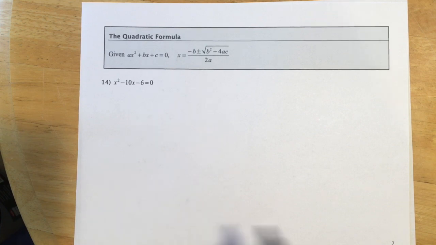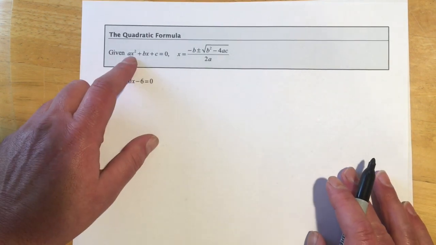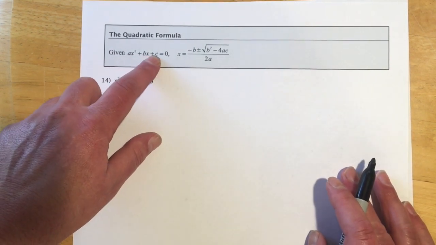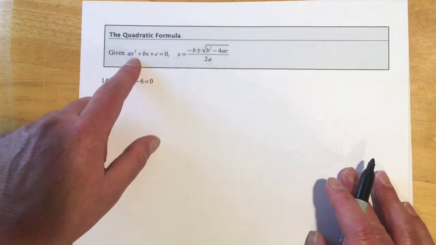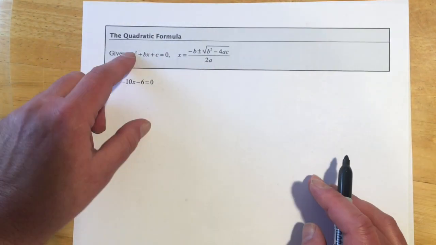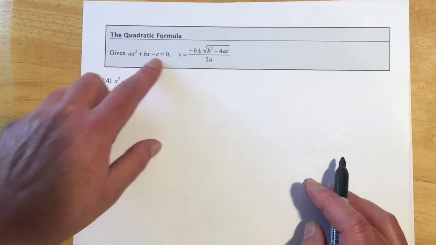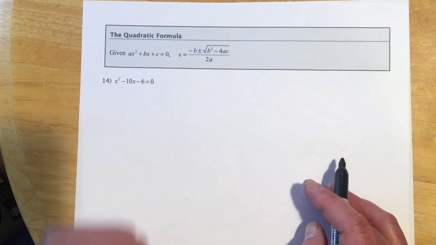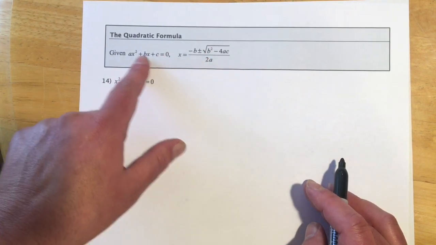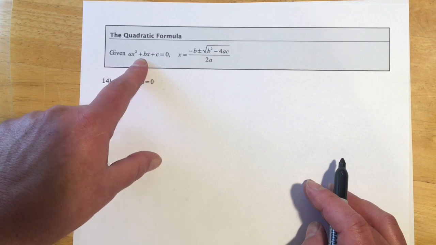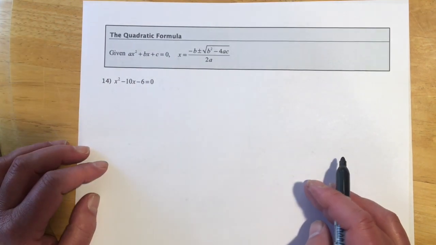Okay, so that gets us to the quadratic formula, which is given ax squared plus bx plus c. If we solve that very, very carefully, it'll take about half a page. For x, we get x equals this. So the quadratic formula is really just this standard form of quadratic solved for x.